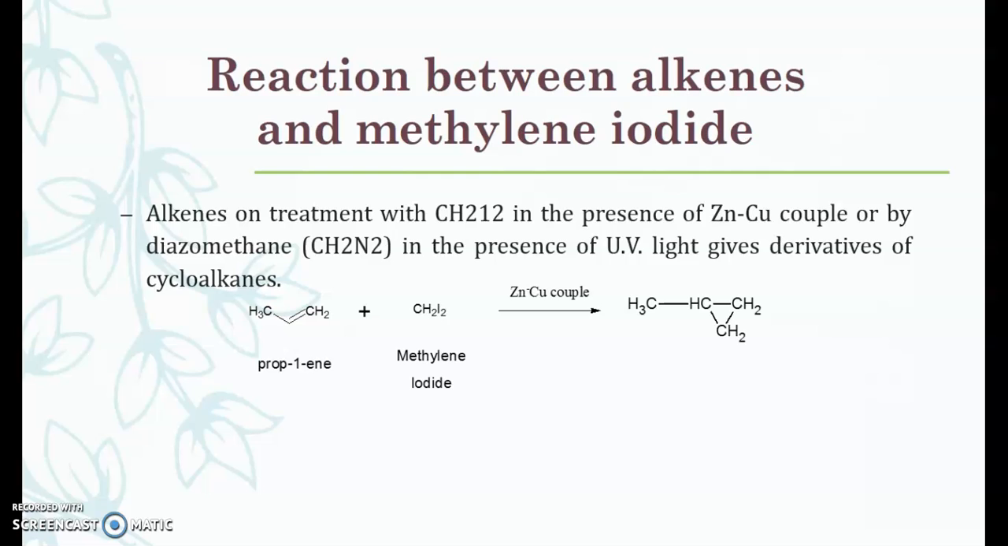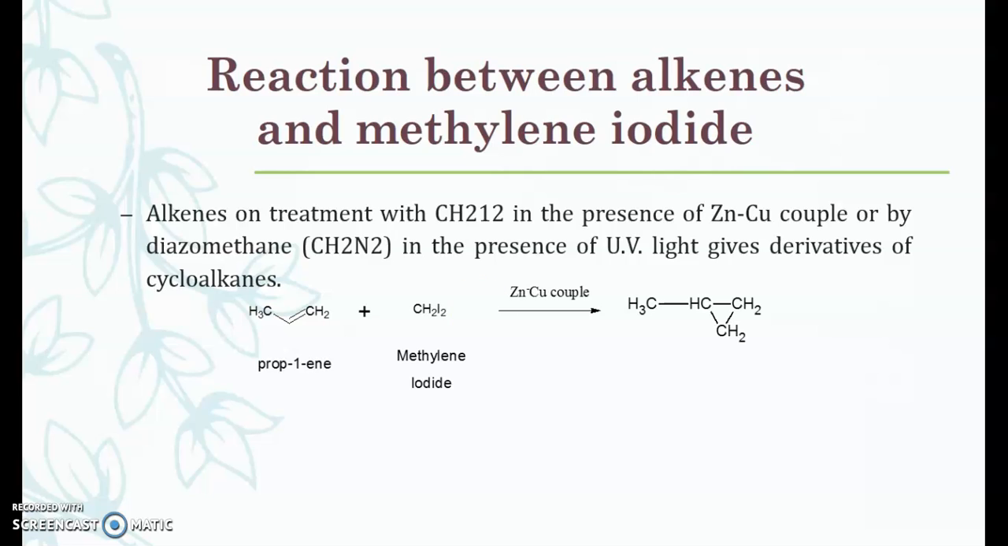In this method we will be treating alkenes. Alkenes, as we know, are derivatives of alkanes with double bonds present between two carbon atoms. Here we have taken the example of propene. Here the double bond is present between the first and the second carbon atom. So propene in presence of methylene iodide and zinc-copper as a catalyst leads to the formation of derivatives of cycloalkanes.